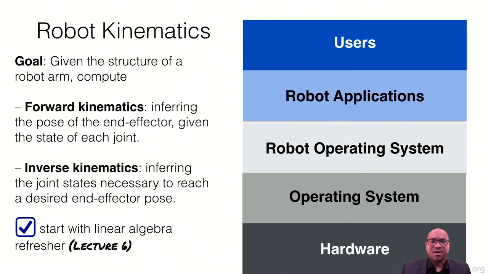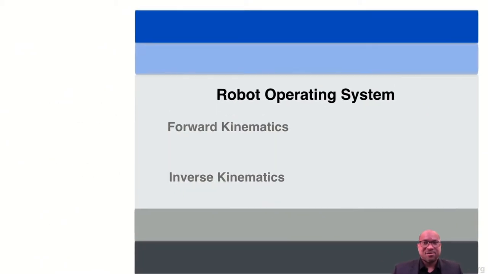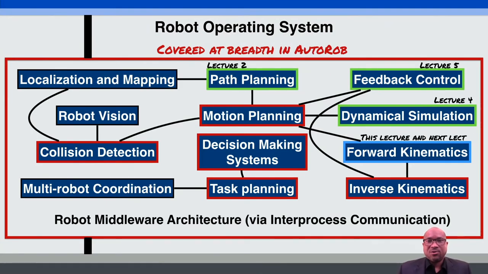Where this sits in our larger spectrum of being able to build our own robot operating system: forward kinematics and inverse kinematics are essential parts of what we need to do to control our robot. We're going to cover that in this lecture as well as the next lecture. Later on, after we talk a little bit about how we can do robot choreography using finite state machines and other decision-making architectures, and a little about robot middleware to link all these together, then we'll go into inverse kinematics in lectures 11 and 12.